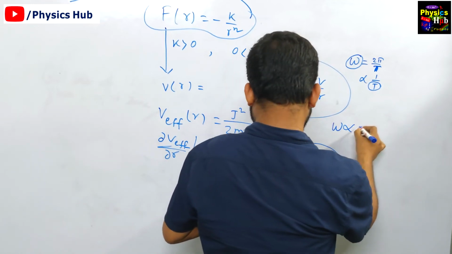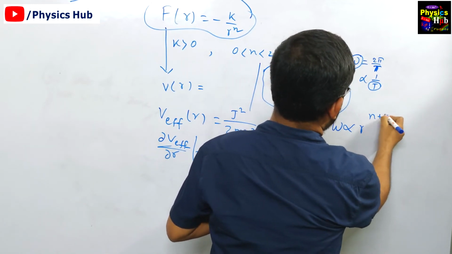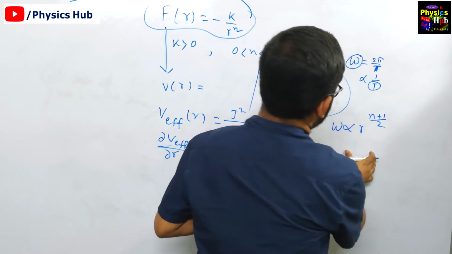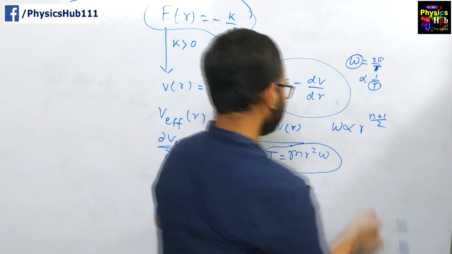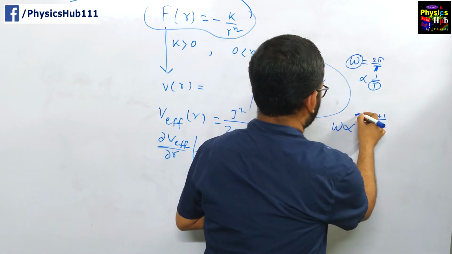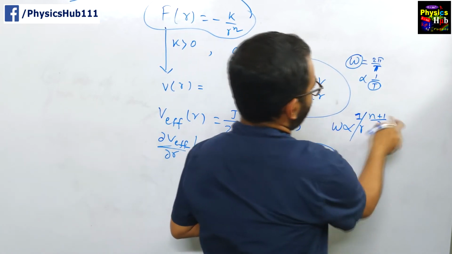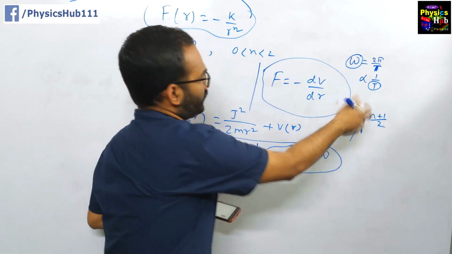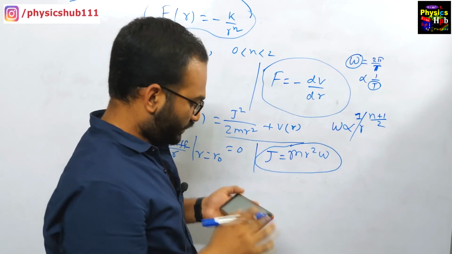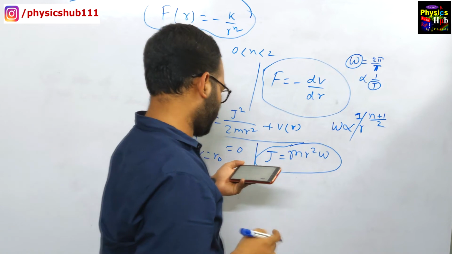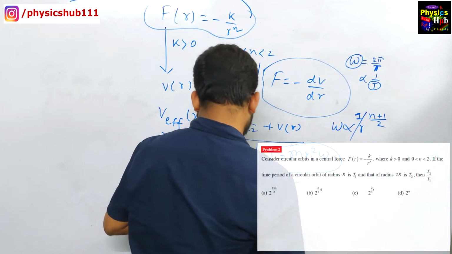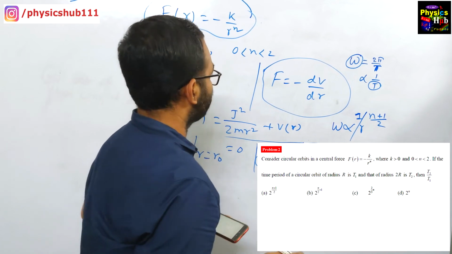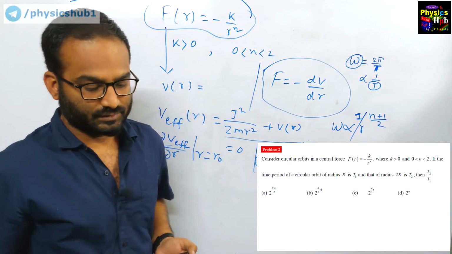Omega you will find to be proportional to 1 upon r to the power (n+1)/2, and t will be proportional to r to the power (n+1)/2. And if you put in the radius, the answer will become 2 to the power (n+1)/2. The first option is the correct option for this question. So in this way you can solve this problem.